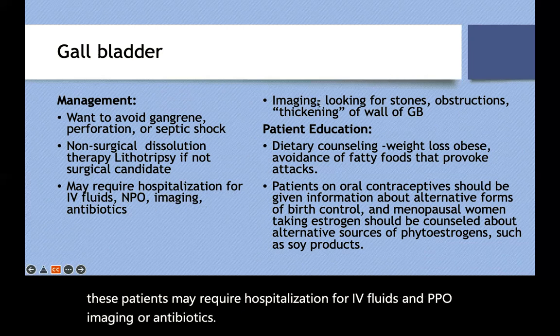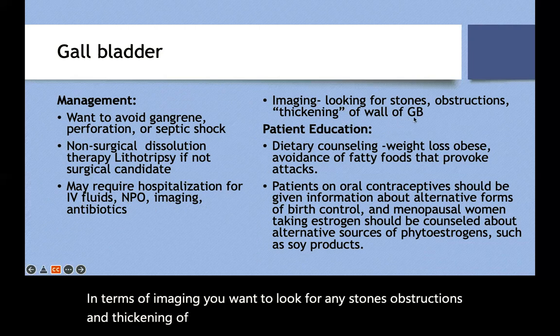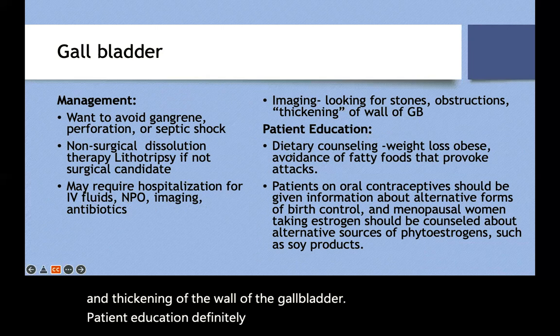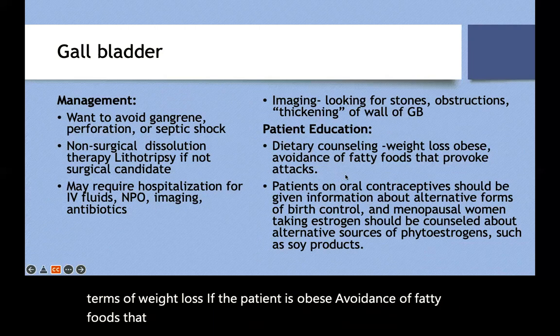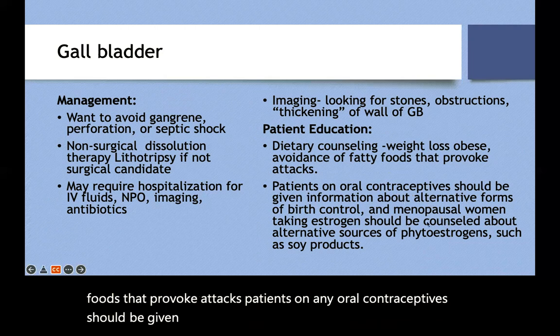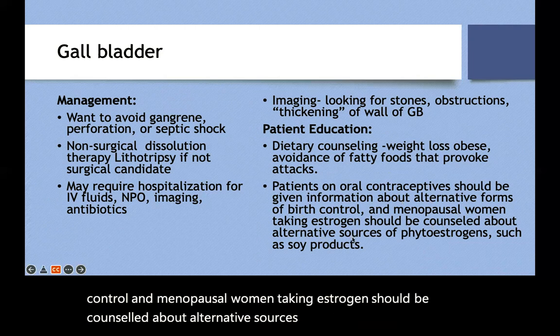In terms of imaging, you want to look for any stones, obstructions, and thickening of the wall of the gallbladder. Patient education definitely includes, again, dietary counseling in terms of weight loss if the patient is obese, avoidance of fatty foods that provoke attacks. Patients on any oral contraceptives should be given information about alternative forms of birth control, and menopausal women taking estrogen should be counseled about alternative sources of phytoestrogens such as soy products.